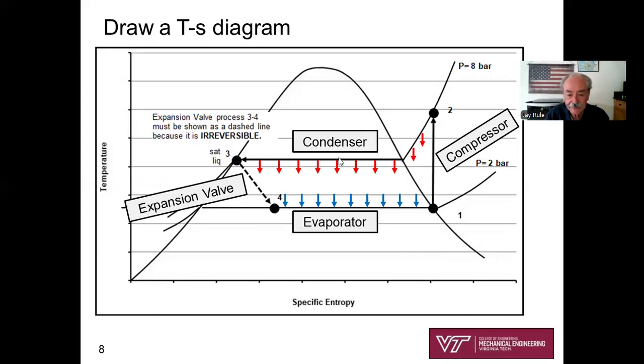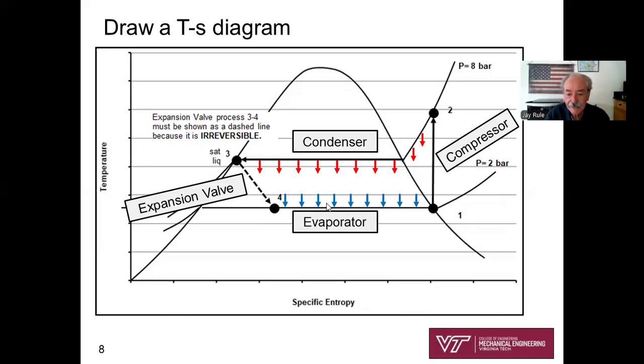Condenser process, it is condensing the refrigerant at constant pressure. Here's a line of constant pressure, condensing it down to saturated liquid. Then we go to the expansion valve, fully insulated valve, not lifting a weight. Expansion valve, process 3 to 4. It's important to show 3 to 4 as a dashed line because the expansion valve is a classic irreversible process. So you don't show it as a smooth line, you show it as a dashed line. That indicates to other engineers you've got an irreversible process.